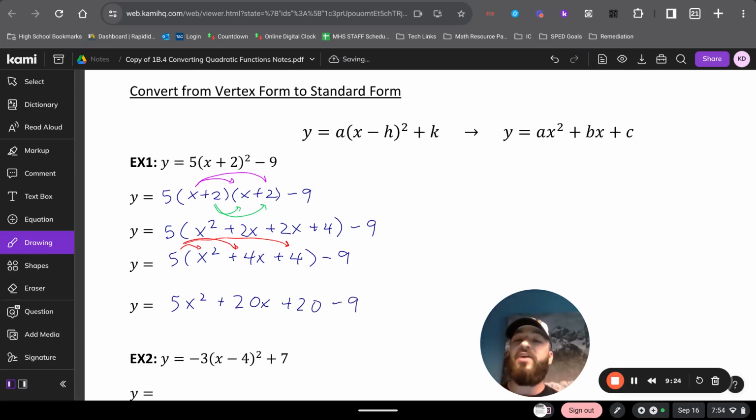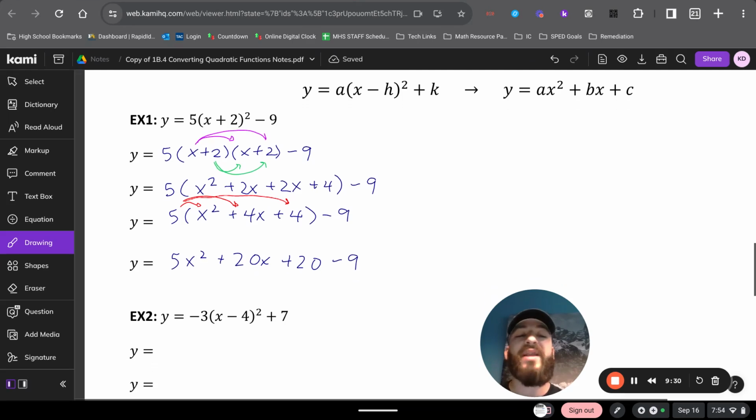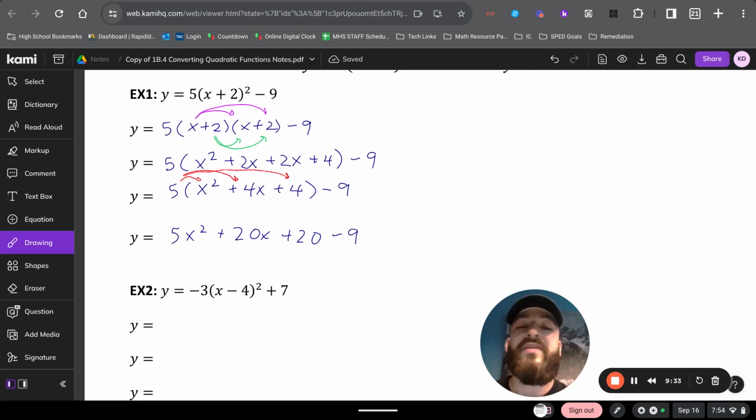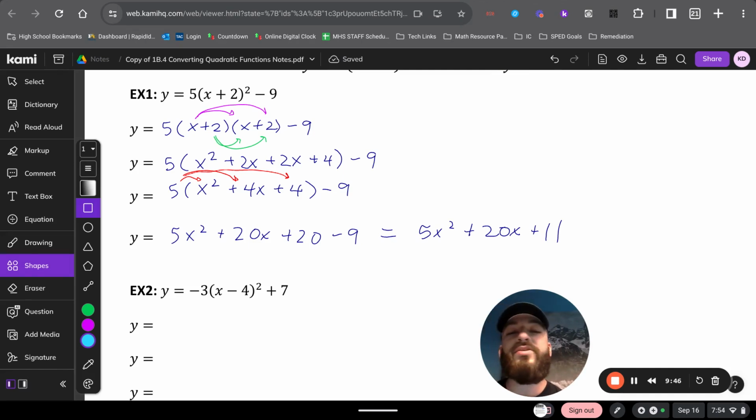And if I have a k value, which you'll likely have, I should have one last combining like terms with that 20 and that minus 9, which would make 11. So our final equation is 5x squared plus 20x plus 11. All I had to do was multiply everything out. I didn't have to solve for anything crazy, do any extra steps, solve and plug back in. I'm just FOILing this out to convert it over into standard form.